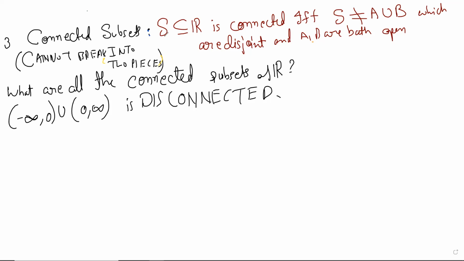Basically, I'm trying to say that we need to understand what are all the connected subsets of R. More than that, a more specific question would be, how would you go about proving that something is connected? That's something you can think about. Because we are quite sure that intervals are connected. Are they all the connected subsets? And how do you prove intervals are connected? Those are the questions that pop up. So maybe someone can.